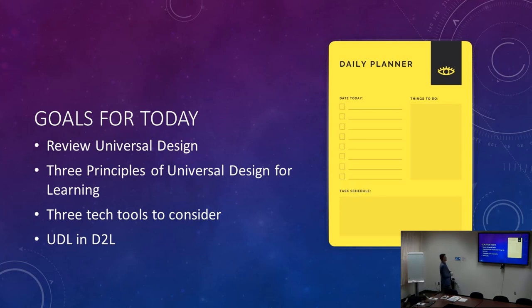So today we're going to look at what universal design is, to set a frame for what universal design for learning might look like. There are seven principles for universal design and three principles for universal design for learning. I'm going to give you three tech tools you can include starting tomorrow with your classes. Then we'll talk about universal design for learning in D2L. There are a lot of things in there you can utilize as well. This whole workshop could have been on D2L, but I thought we'd get bored.